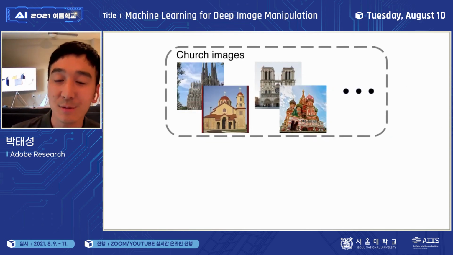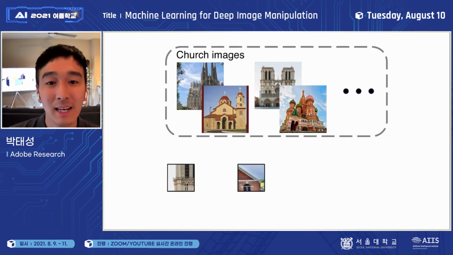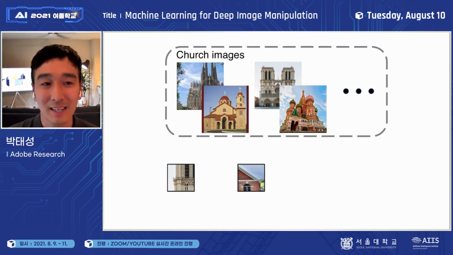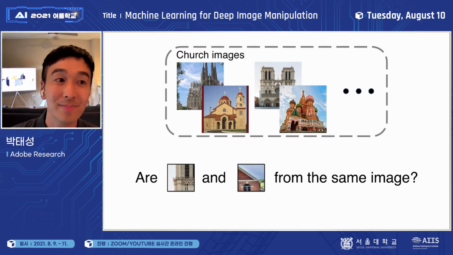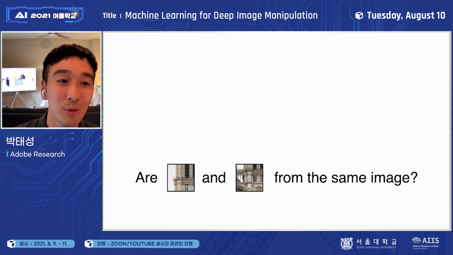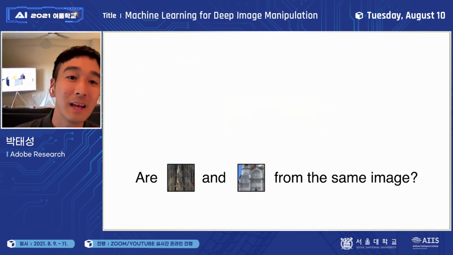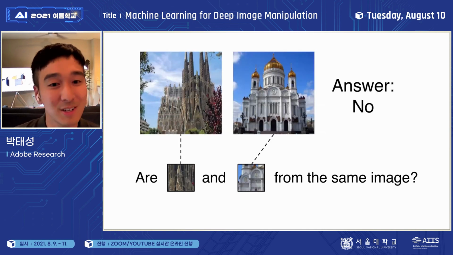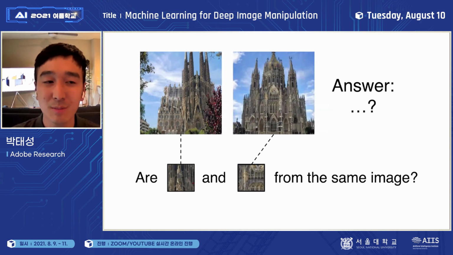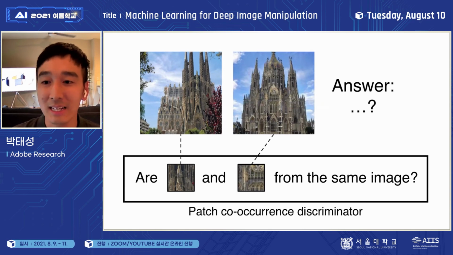So let's do the test for ourselves. Let's take a dataset of outdoor church images, and let's consider two random crops from this dataset. Do they look like they are from the same image? The answer is no, it's not too hard to tell. What about these two? Yes, they are from the same image. And these two are from different images. But if we stylize this image, you see that it becomes much harder to answer. And we introduce a new adversarial training that exactly does this.